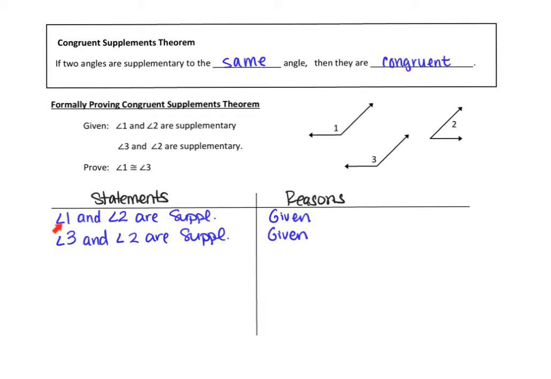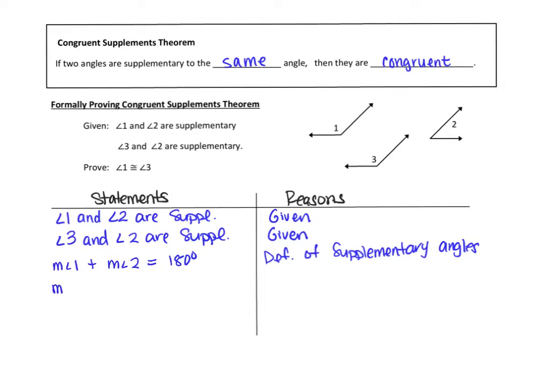So if I know that angle 1 and angle 2 are supplementary, that means that the measurement of angle 1 plus the measurement of angle 2 is equal to 180 degrees because of the definition of supplementary angles. And the same is going to be true for angles 3 and 2. So I know that the measurement of angle 3 plus the measurement of angle 2 is equal to 180 degrees for the same exact reason, and yes, you need to write it twice.